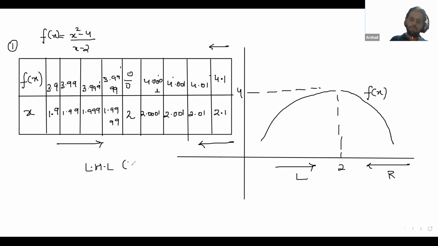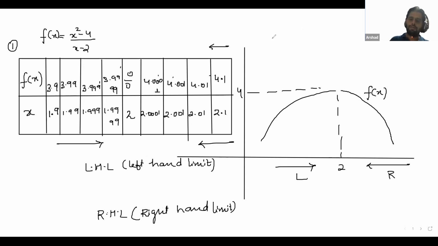What is meant by LHL? LHL means left hand limit. You have done this in class 11, left hand limit. Okay, and RHL means right hand limit. RHL means right hand limit. Okay, right hand limit.